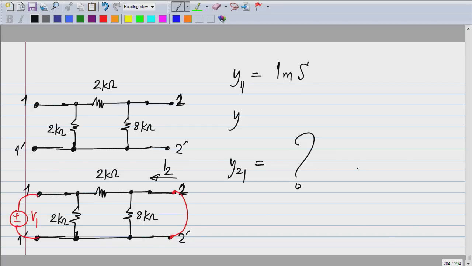I2 is measured going into the network. By definition, that's how I1 and I2 are. What is the value of Y21? I need not only the correct magnitude but also the sign.